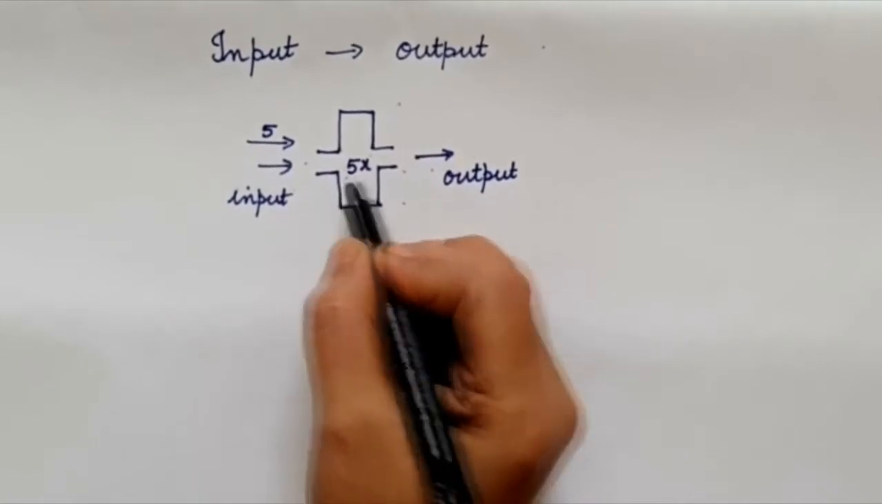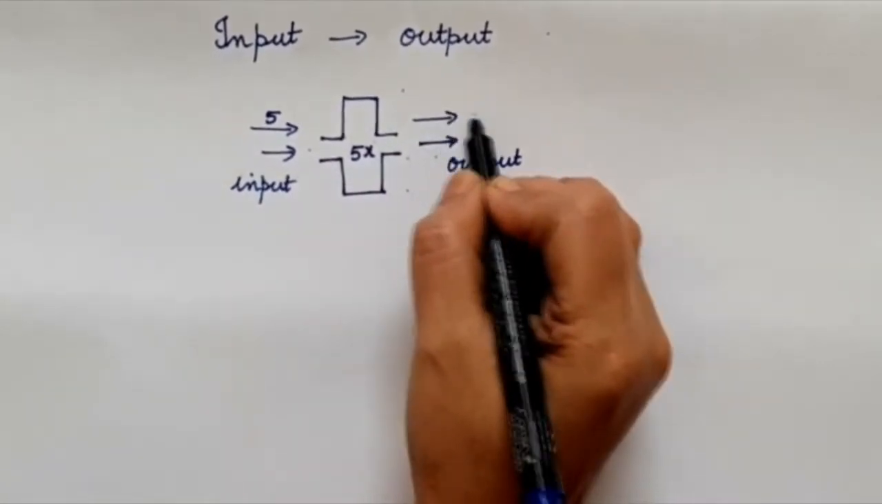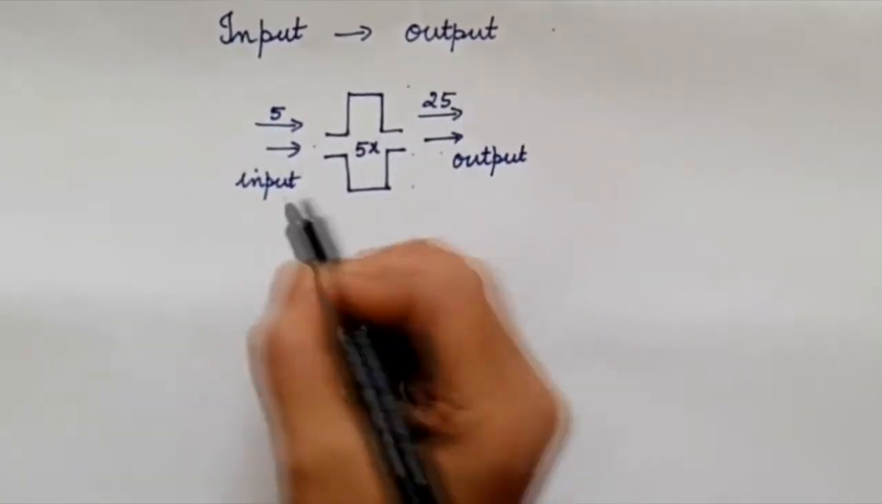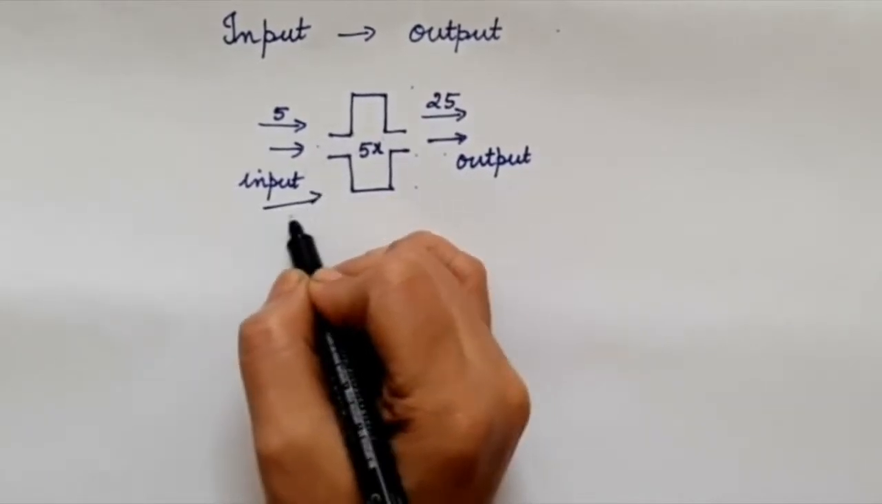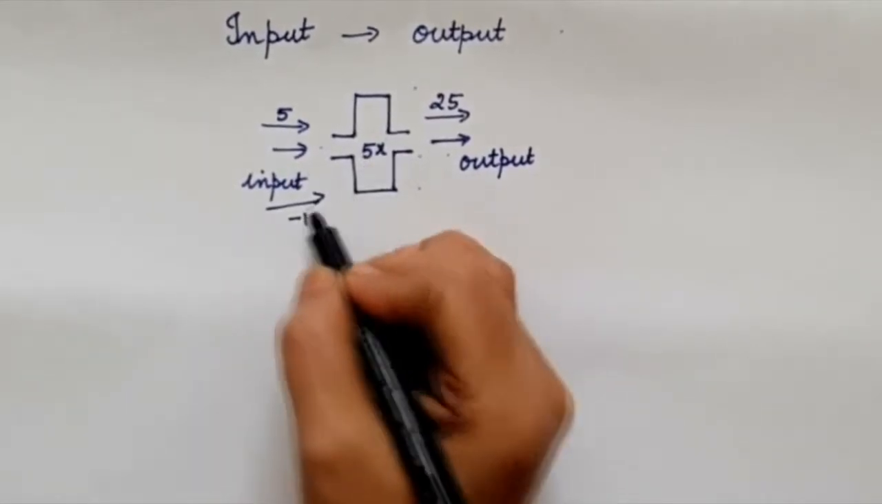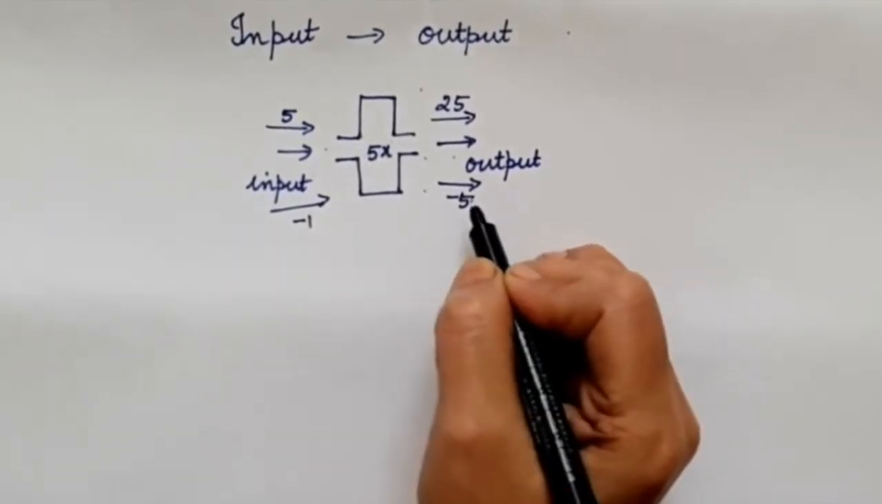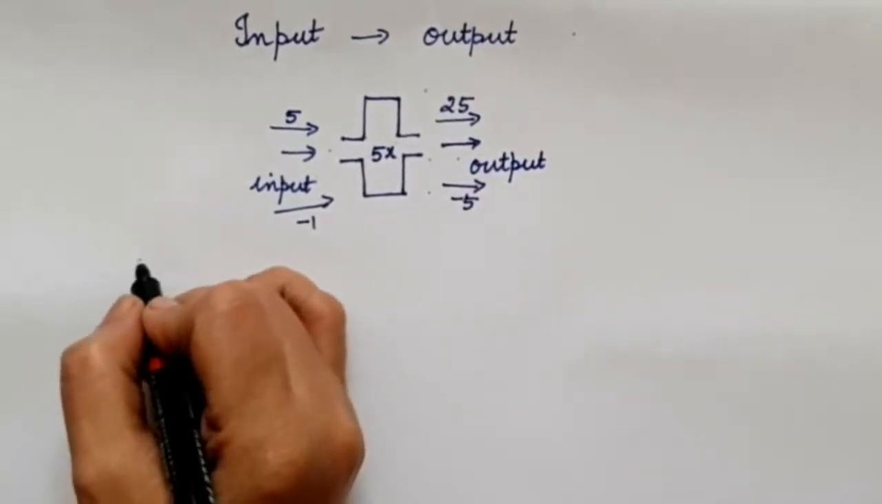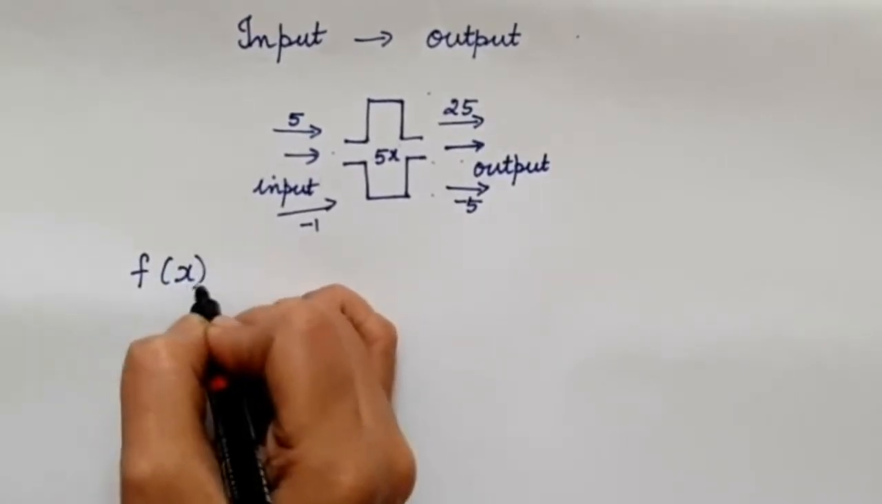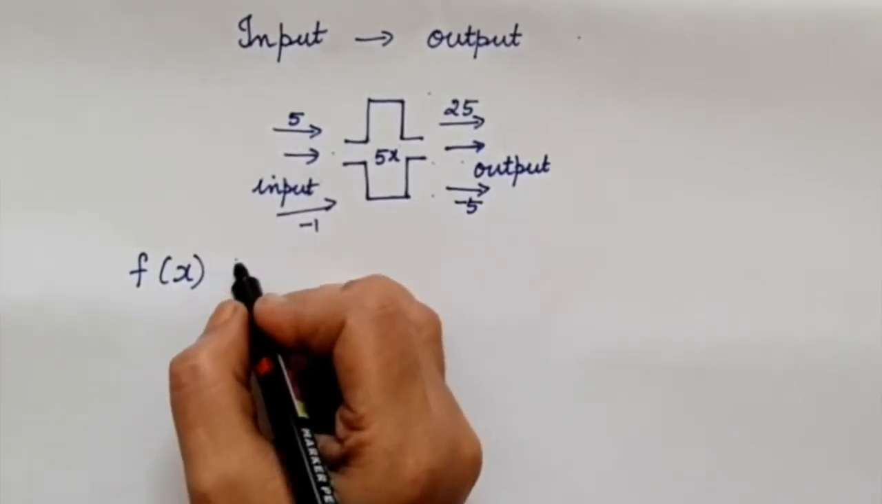5 times 5 will give us an output of 25. In the same way, if we give an input of -1, 5 times -1, we'll get an output of -5. For example, this f of x is a function. It is a representation of a function.